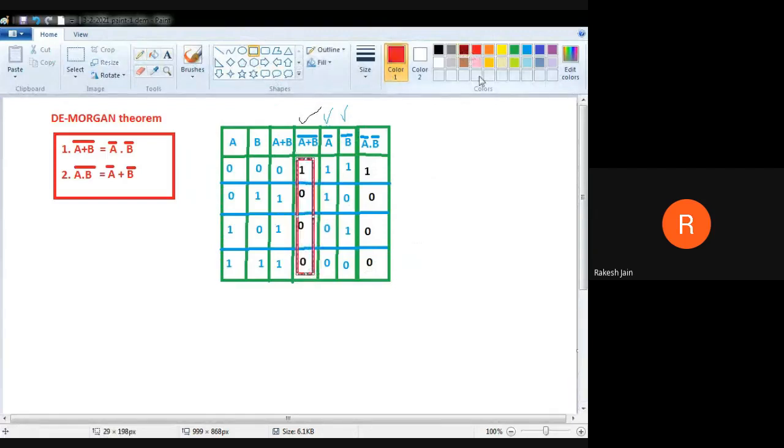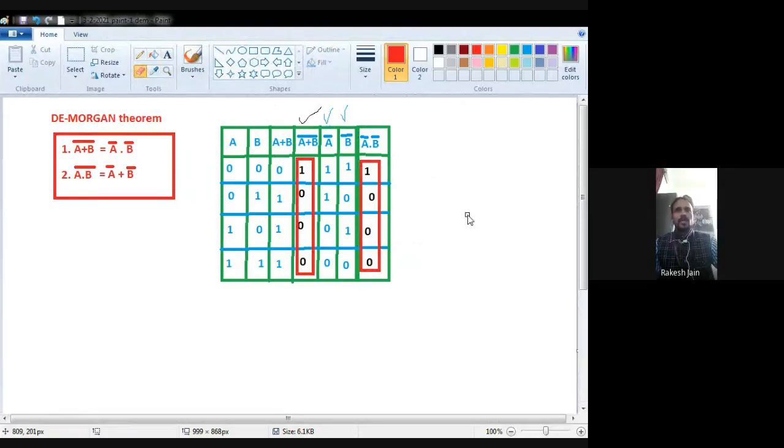I write down with the black color because it is the RHS side, so you will not get confused. Because A bar and B bar both are 1, that's why 1. Now A bar is 0 but B bar is 1, because we find a 0, that's why 0. Now A bar and B bar both are 0, that's why 0. So we find the RHS for the first case.